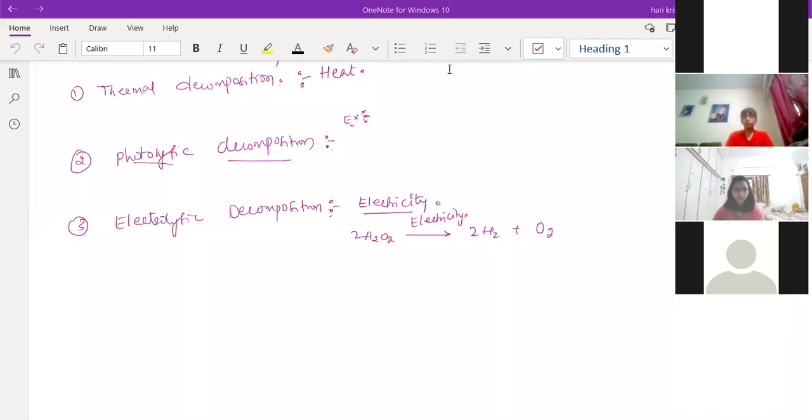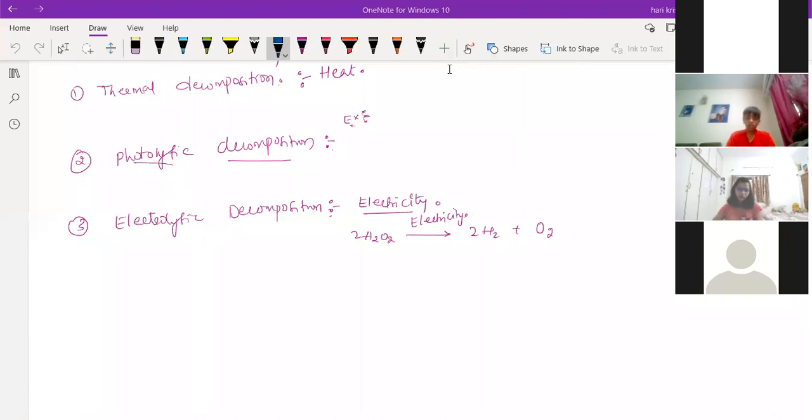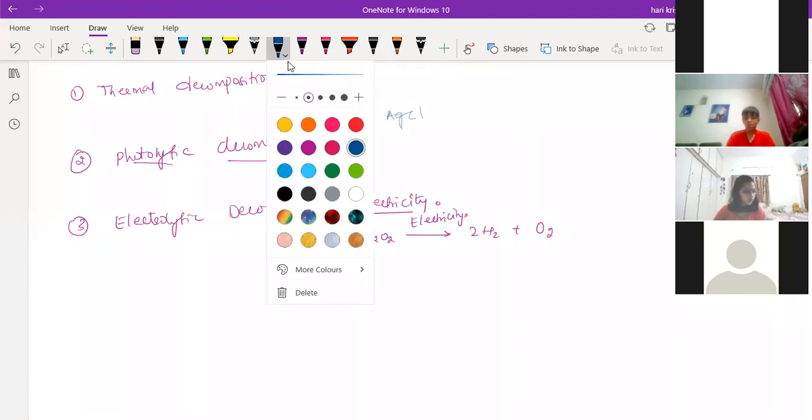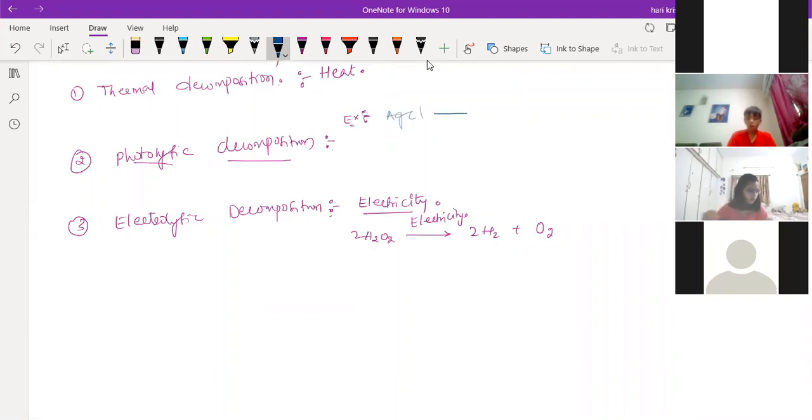So photolytic decomposition means what? Decomposition taking place in the presence of light. If you take the photographic film like AgCl, in the presence of light, what will happen? It will decompose into 2Ag plus Cl2, or 2AgBr.